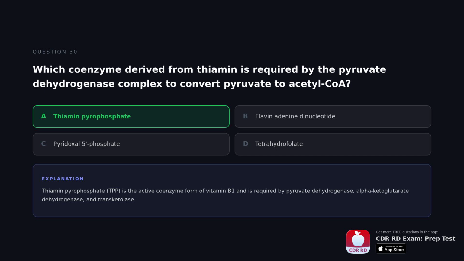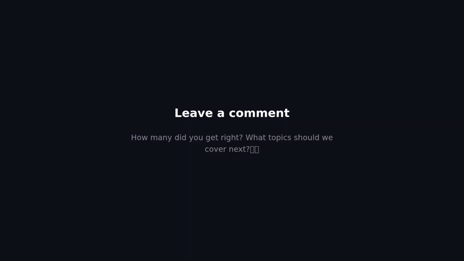The correct answer is thiamine pyrophosphate. Thiamine pyrophosphate, TPP, is the active coenzyme form of vitamin B1 and is required by pyruvate dehydrogenase, alpha-ketoglutarate dehydrogenase, and transketolase.